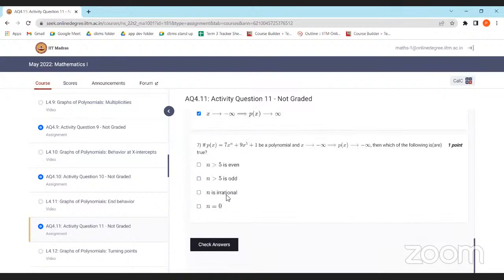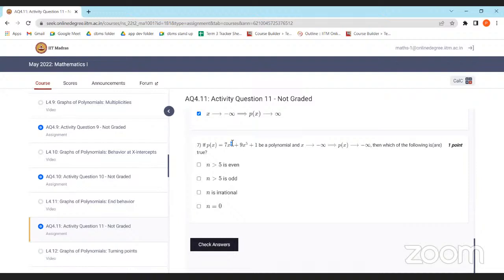Student: Sir, I did not understand how to solve this question. See here, you can see the first term is positive, right? When x tends to infinity, p of x will also tend to minus infinity, and as x tends to minus infinity, then what should be the degree of n? Please explain the end behavior and it will be very easy, I think.